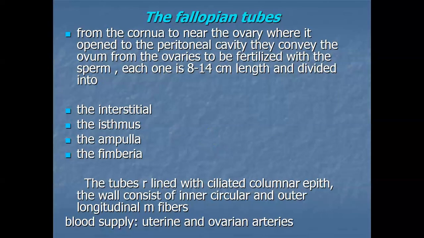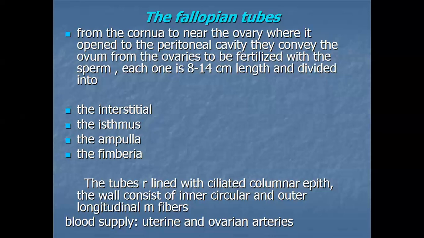The fallopian tube extends from the cornua of the uterus to near the ovaries, where it opens to the peritoneal cavity. Its function is to convey the ovum from the ovaries to be fertilized with the sperm inside the fallopian tube. Each tube is about 8 to 14 centimeters in length and is divided into parts: the interstitial part, which is near the cornua, the isthmus part, and then the ampullary area, which is the widest part of the tube, just below the fimbria. The fimbria is the free end of the tube.